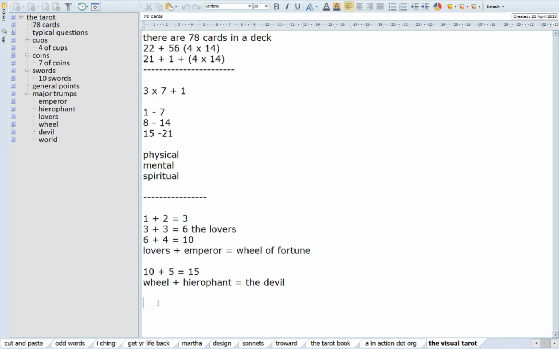So we've done 1, 2, 3, 4, 5. Now we've got 15 plus 6 equals 21. Oh, 14, 15. So we've got the Devil plus the Lovers, again, equals the World. What does that mean? Okay, that's it for today.